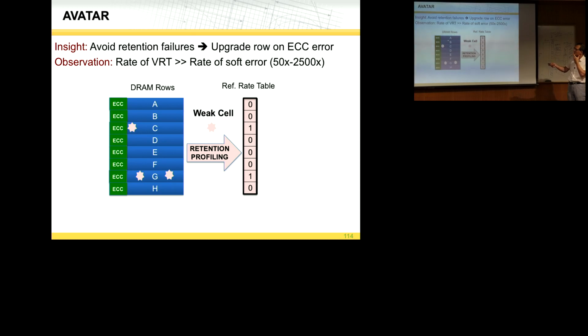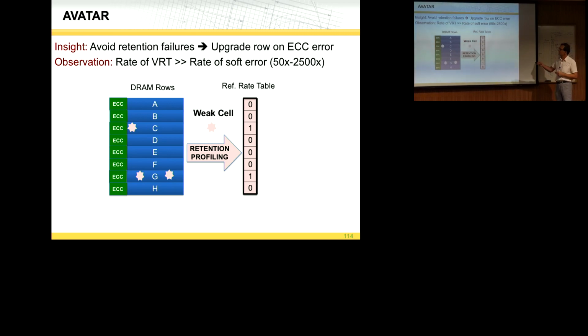We basically want to figure out which cells have errors when you reduce the refresh rate. So you need to protect the DRAM with ECC to be able to figure out that you have errors when you reduce the refresh rate. The insight is that you want to avoid retention failures. When you downgrade a row such that it's refreshed less frequently, you want to upgrade it if you get an error when you do that. And to be able to detect that error, you need error correcting codes.